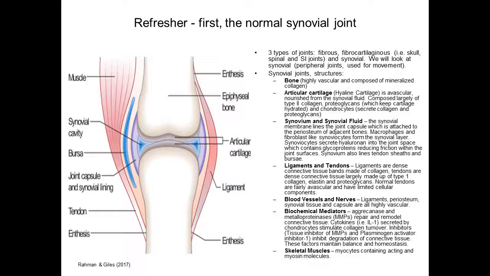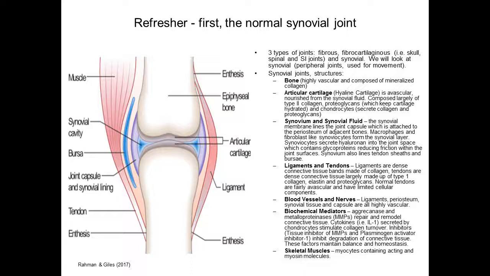And then we move on to the biochemical mediators, which are present in normal synovial joints, so things like agglutinase and metalloproteinases, or MMPs for short, which repair and remodel connective tissue and are vital in maintaining good joint integrity. We then have cytokines such as IL-1, secreted by chondrocytes, which promotes collagen turnover, and tissue inhibitor of MMP and plasminogen activator inhibitor 1. These molecules inhibit degradation of connective tissue. So these factors all work together to create a balance in terms of breakdown, turnover and repair of the joint structure to keep the joint structures healthy and functioning.